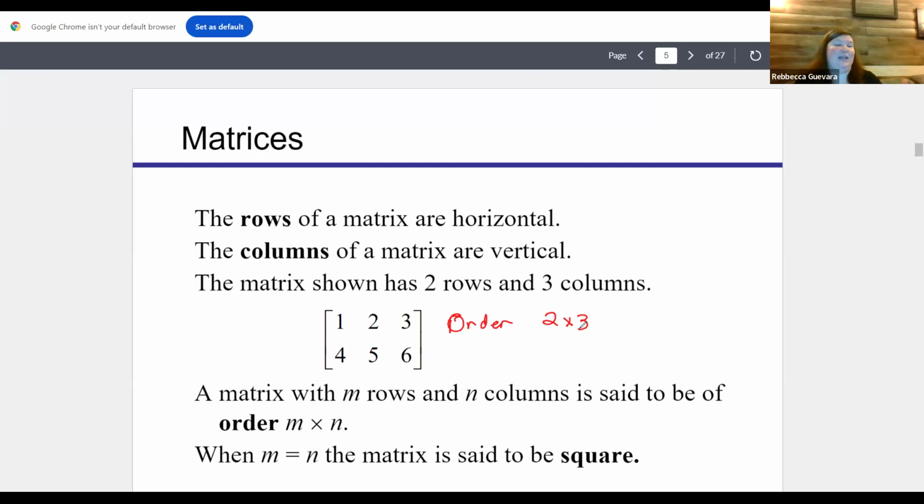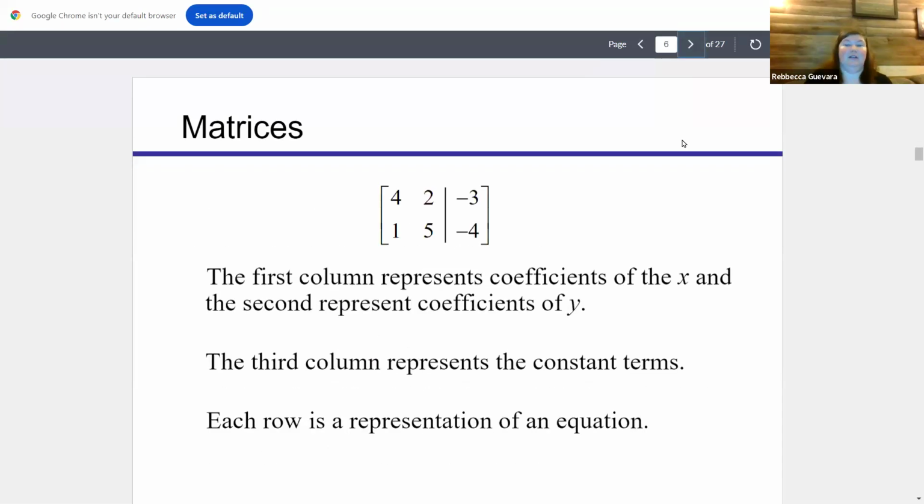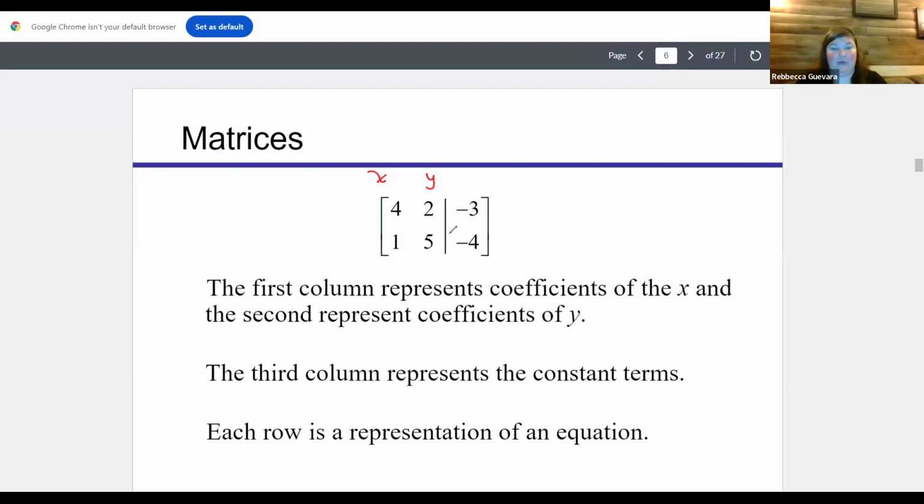When m and n are equal, we have what we call a square matrix. This is just a little bit of terminology. As we already said, the first column represents all your x values, the second represents all your y's, and the third represents our constant term. Each row represents an equation.